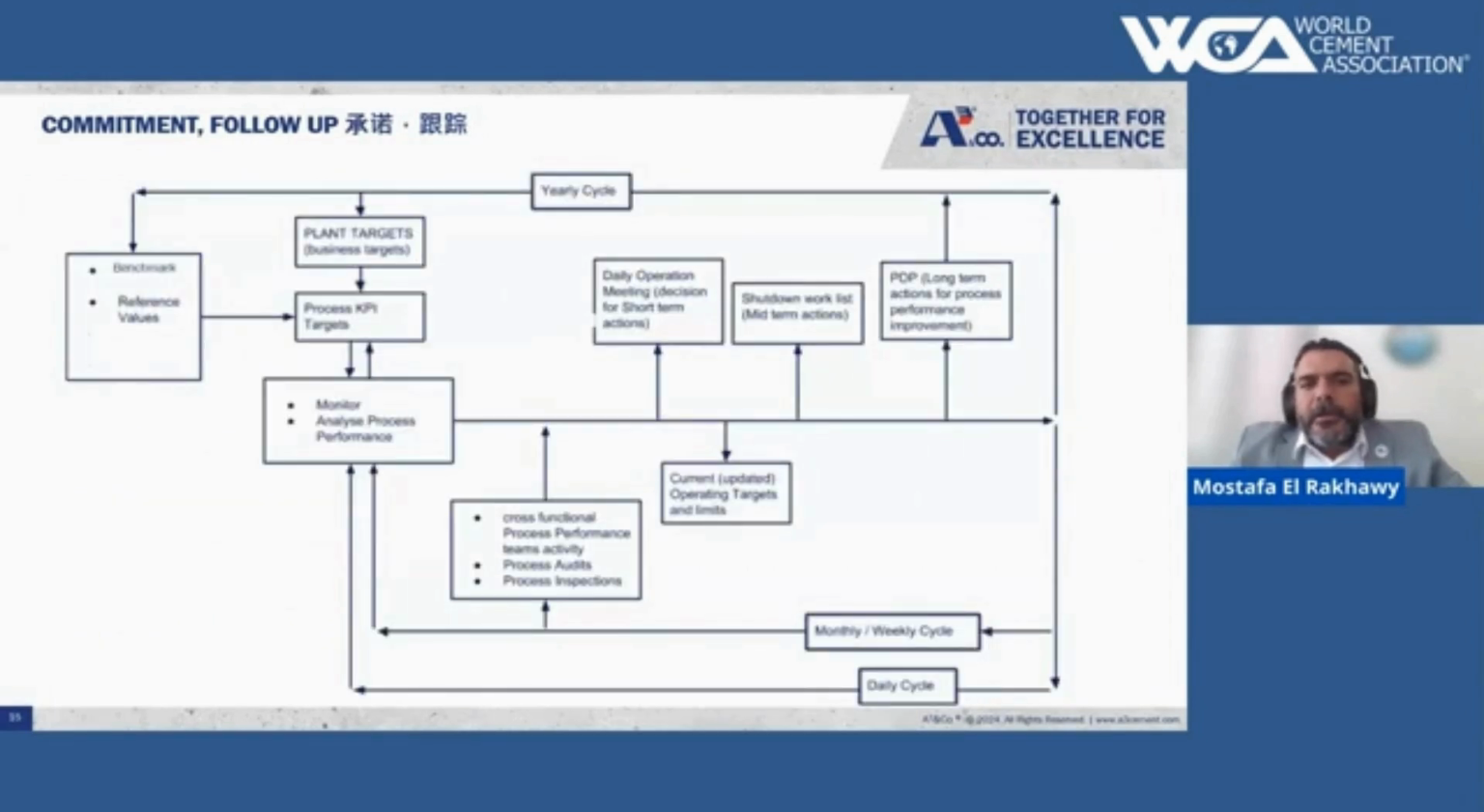optimization in your plant. This is the recommended management cycle, starting from daily cycle, daily monitoring, daily analysis of the parameters, to monthly and weekly action plans review cross-functionally, of course. As we said, it is a cross-function job, not only process and operation. Of course, process and operation are taking the lead, but it is a cross-function job. And then up to even some optimization or long-term actions, capex investment to have much more efficiency on a yearly cycle basis.